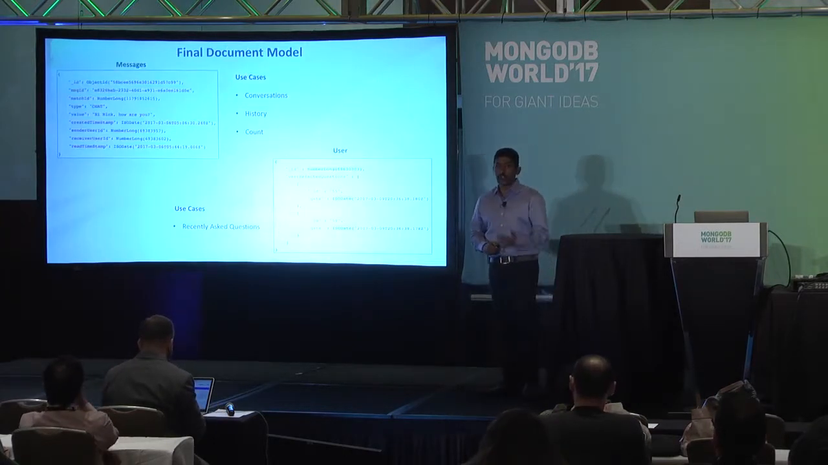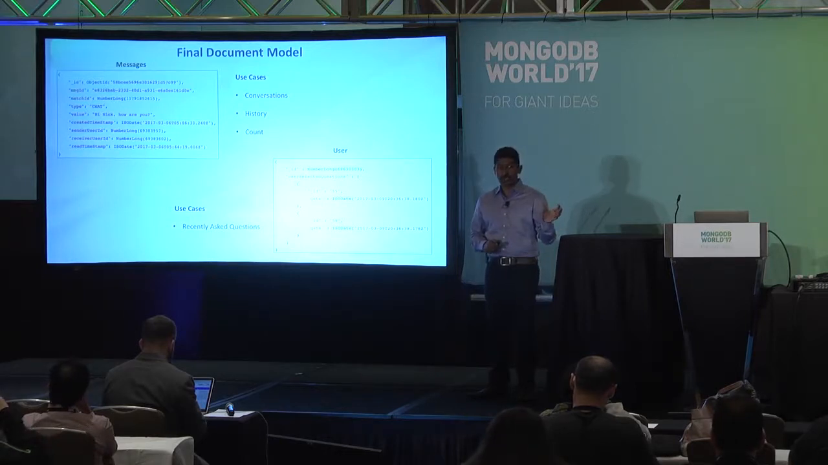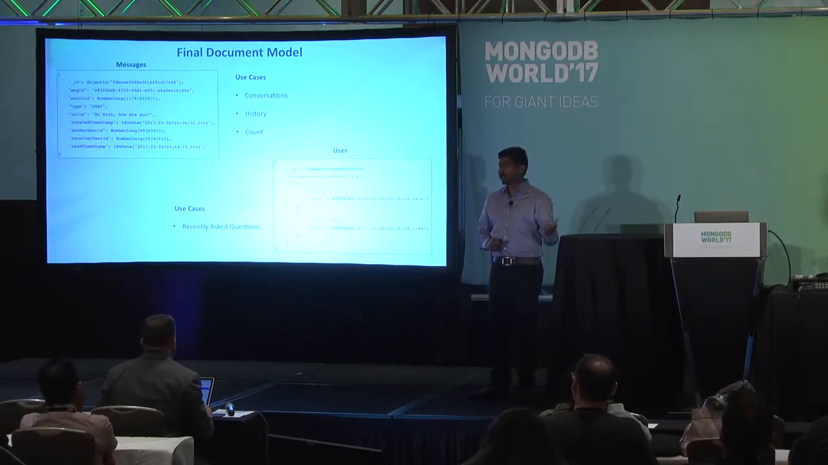This is the final document model we have. We have two collections. The message collection handles the conversations, history, and count use cases. The user collection is used to track all the recently selected questions, template questions by a user.